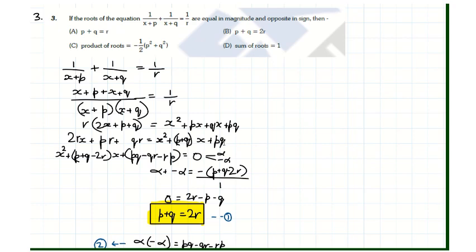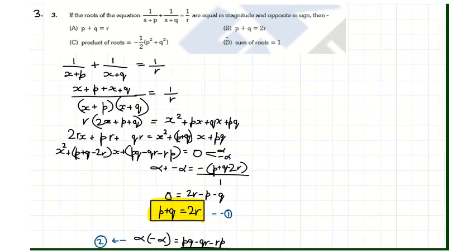Taking all the terms to one side, we get x square plus (p plus q minus 2r) times x plus pq minus qr minus rp equal to 0. The roots would be alpha and minus alpha because that is given in the question. Alpha plus minus alpha is minus b by a, that is minus of (p plus q minus 2r) by 1, or we get 0 equal to 2r minus p minus q. In other words, p plus q equal to 2r. This is option B. So we have one of our answers.